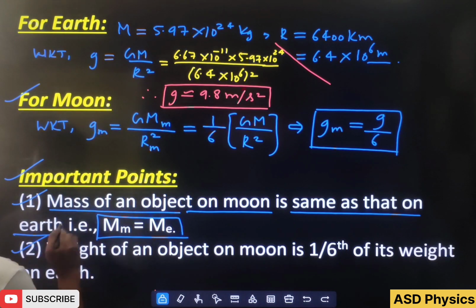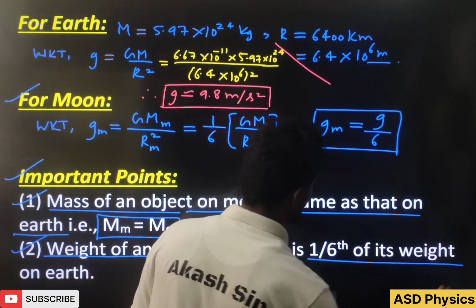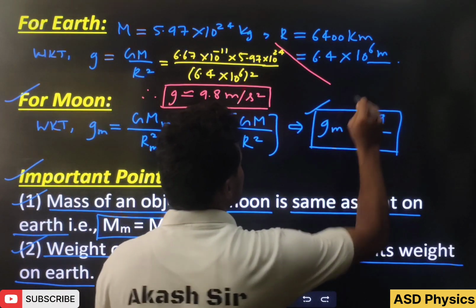But if we talk about the weight, the weight of an object on the Moon is 1 by 6th of its weight on Earth. How can I tell this? You can see from here.